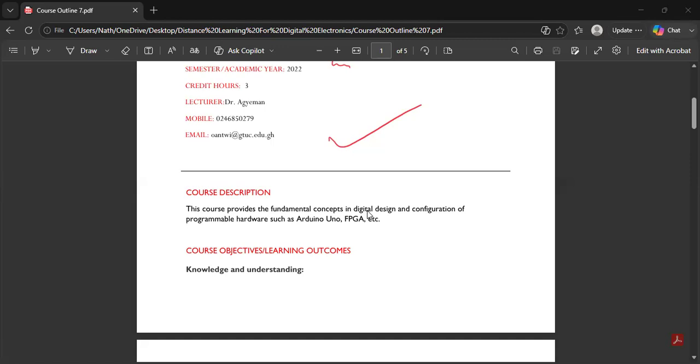What I want to put across is that this course is not only theory-based. You can also look at the practical aspect where we do programming of hardware such as Arduino, and other programming languages, C++ basics, then VHDL and Verilog. They are all something we look at.